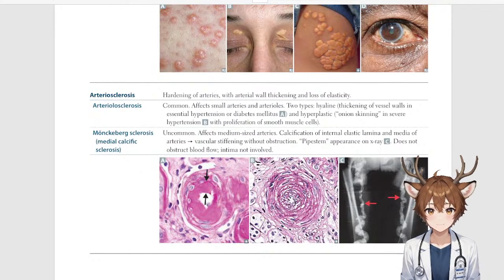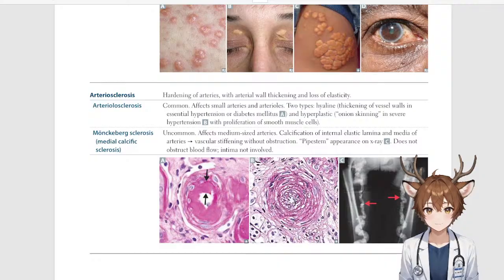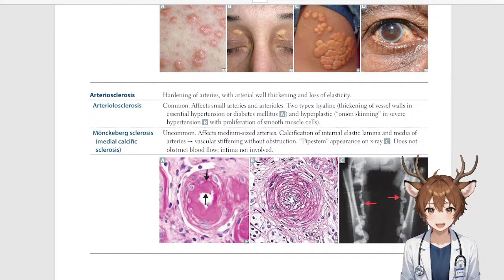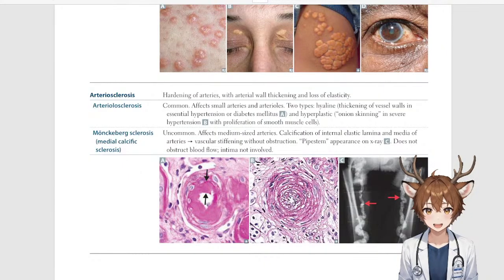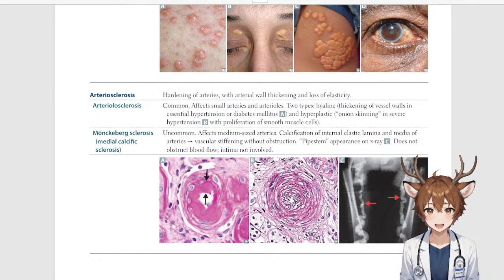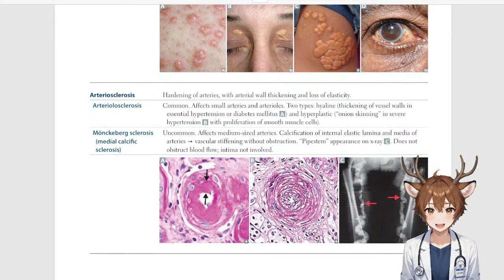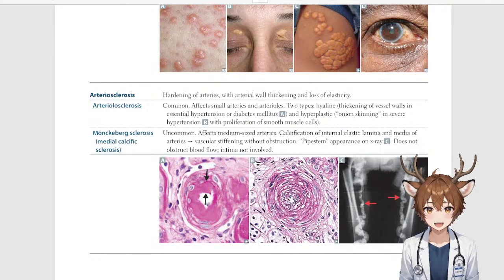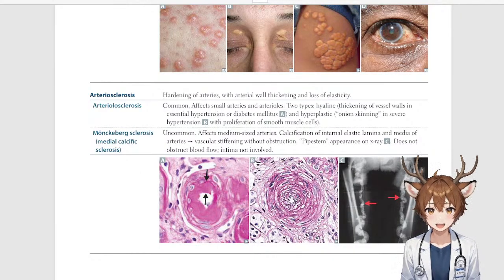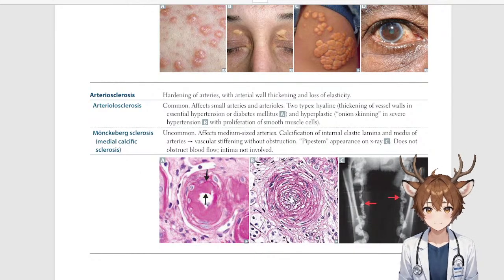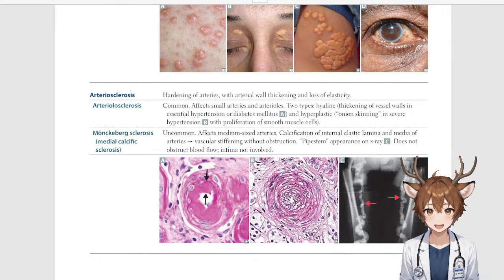And your book also has something talking about Mönckeberg sclerosis. I don't see that in my book, but I can read it out for you anyways. Uncommon. Medial calcific sclerosis, Mönckeberg sclerosis. Uncommon, affects medium-sized arteries, calcification of internal elastic lamina and media of arteries leading to vascular stiffening without obstruction. Pipe stem appearance on X-ray as shown in picture C. It does not obstruct blood flow. Intima is not involved.